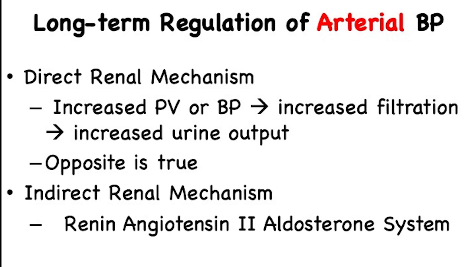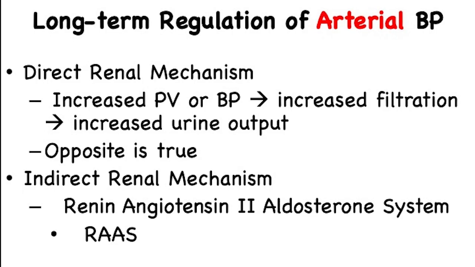In addition, there is an indirect renal mechanism which involves the renin-angiotensin II aldosterone system, or RAS. A drop in blood pressure at the kidneys stimulates the release of renin, an enzyme, from the kidneys. Renin initiates a series of reactions to produce angiotensin II. Angiotensin II is a vasoconstrictor, increasing blood pressure.